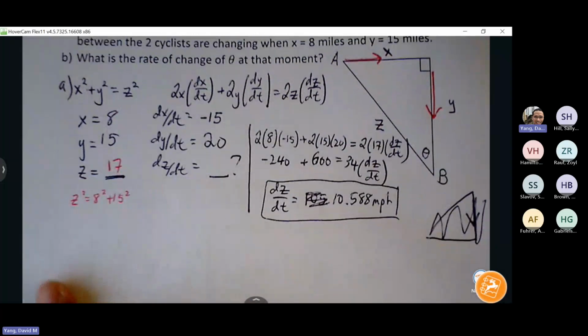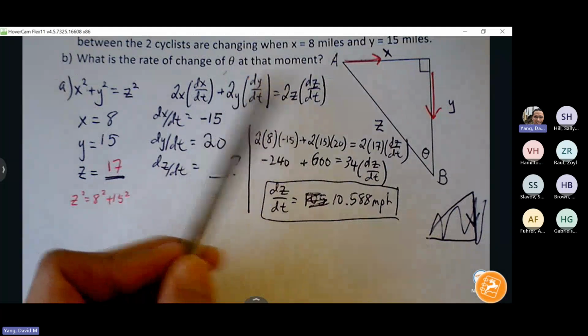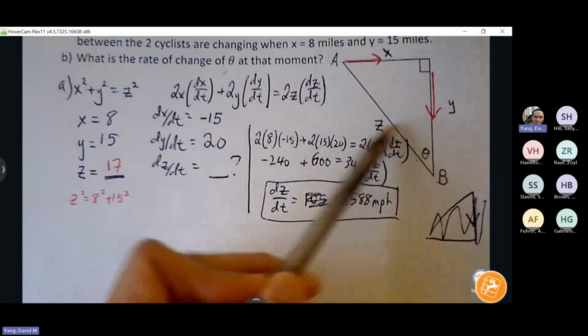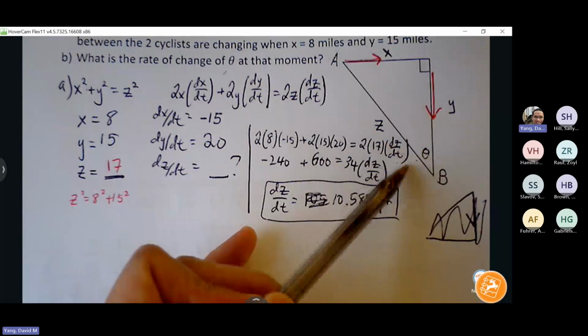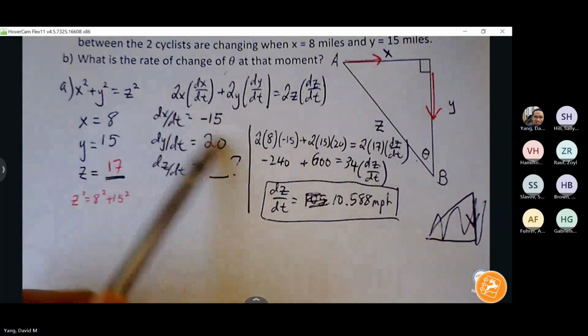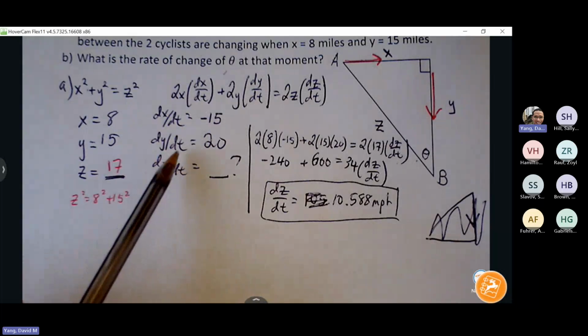Next up, what is the rate of change of theta at that moment? You know you're looking for d theta dt. Before we get to d theta dt, let's build the trig equation that we can use. We can actually use any trig equation. You can use sine, cosine, or tangent, because you have all 6 variables accounted for, right? There's no missing information.